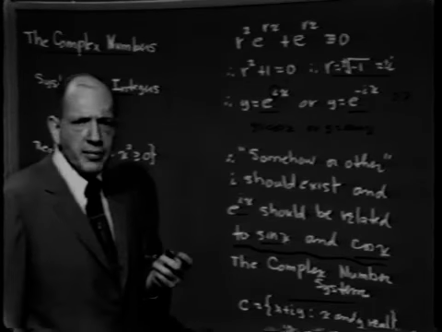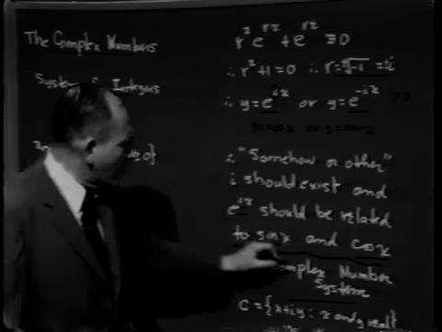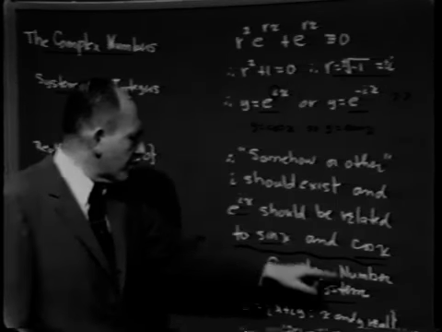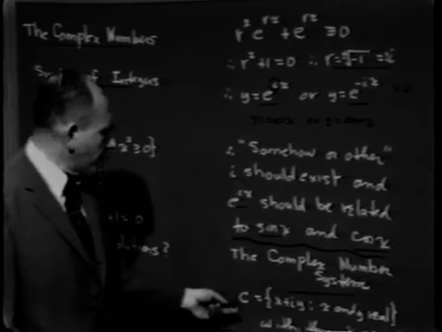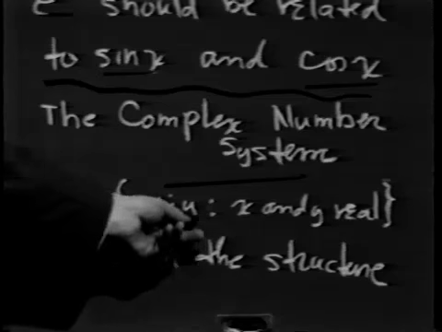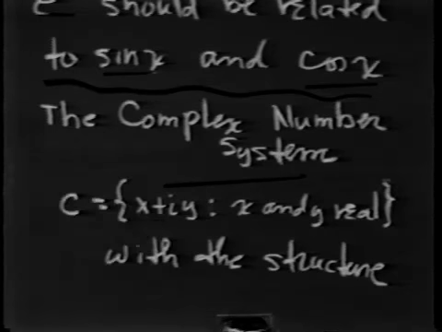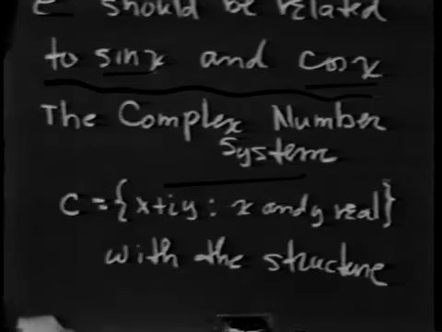But once I want the problem to have a solution, I must extend the number system. And the upshot of that whole thing is that we now invent something called the complex number system. First of all, the complex numbers are defined to be the set of all symbols, let's just call them symbols for the time being, all symbols of the form x plus iy, where x and y are real numbers.